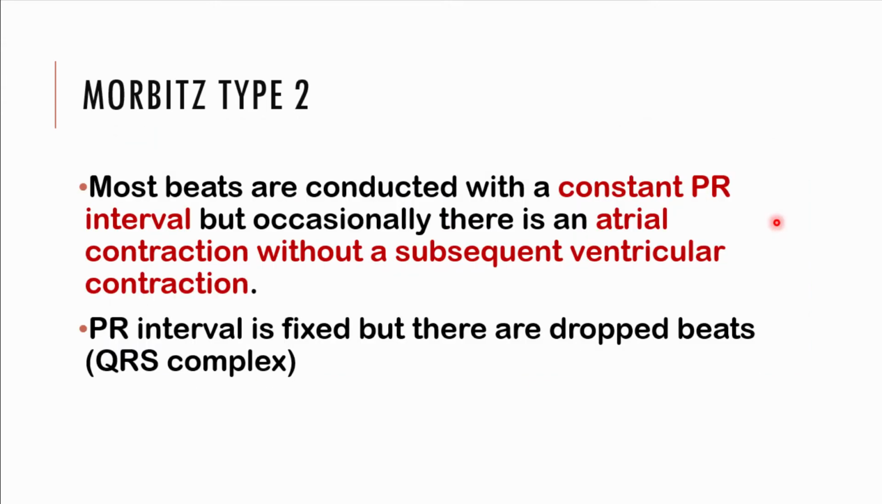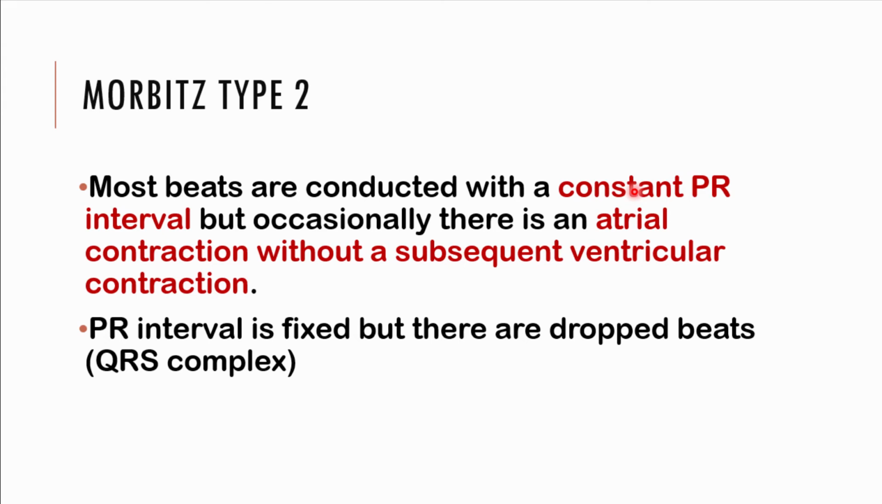Then in Mobitz type 2, here you have a constant PR interval, but you're going to have some atrial contractions that won't be followed by ventricular contractions. So you're going to have some P waves that are present, but no QRS complex. But the PR interval is constant. The difference between type 1 and type 2 is that in type 1, the PR interval progressively increases until you lose the QRS complex, then the cycle begins again.